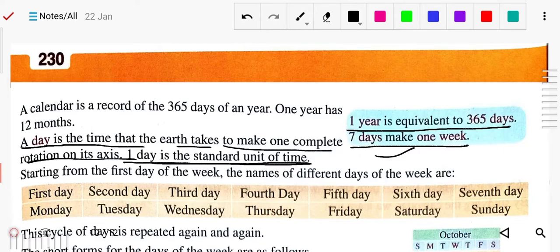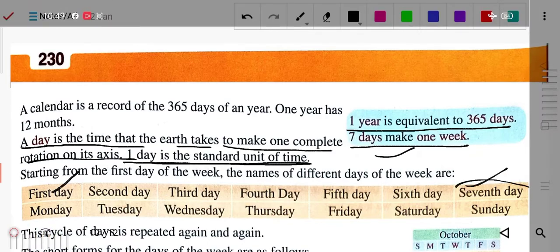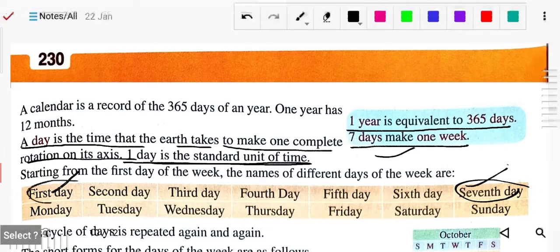Now, the start of our week. Our week starts from which day? Monday, and ends with Sunday. So the first day is Monday and the seventh day is Sunday. Got it? Also, I want to include one more thing: if it is a leap year, then that year will be considered as 366 days.